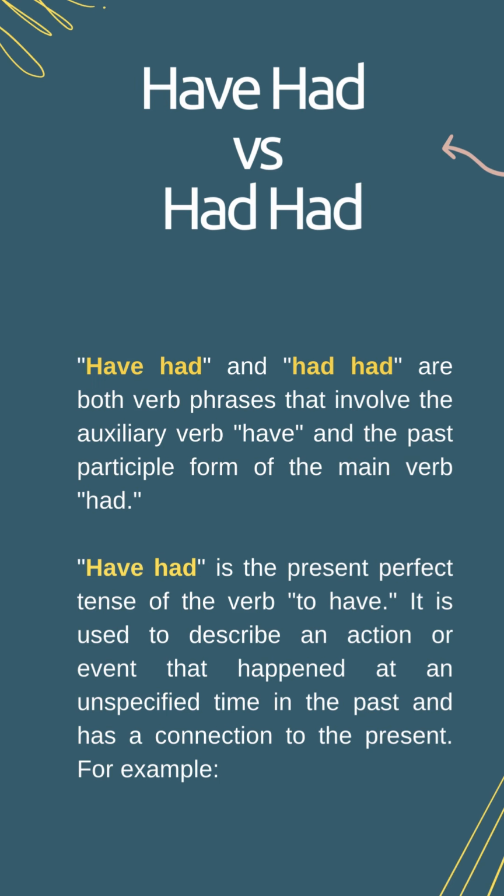Have had versus had had. Have had and had had are both verb phrases that involve the auxiliary verb have and the past participle form of the main verb had. Have had is the present perfect tense of the verb to have. It is used to describe an action or event that happened at an unspecified time in the past and has a connection to the present.